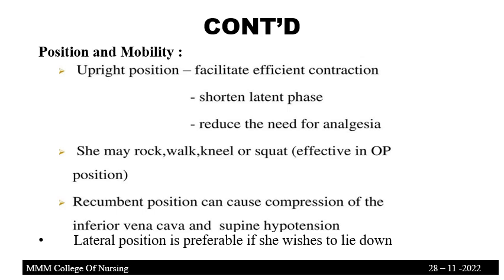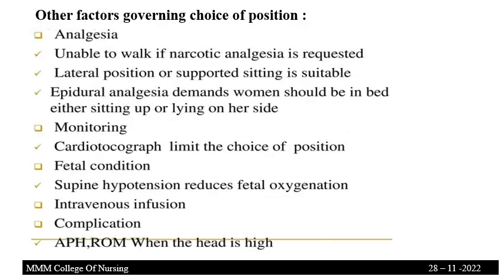Position and mobility: upright position. This upright position always facilitates efficient contraction, shortens the latent phase and reduces the need for analgesia. So we always encourage the mother to have an upright position during the first stage of labor, only during the first stage but not in the second stage. During the first stage she may rock, walk, kneel or squat in order to progress the dilatation and the effacement. The recumbent position can cause compression of the inferior vena cava and supine hypotension, so lateral position is preferable if she wishes to lie.